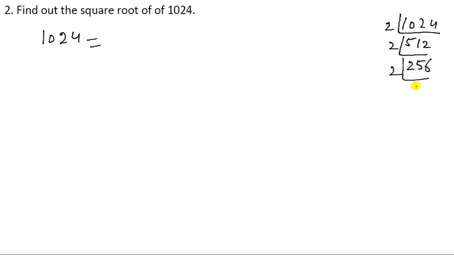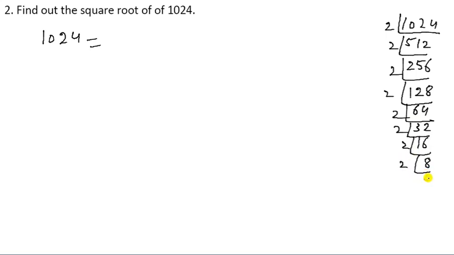So we can say here 256, when multiplying by 2, it becomes a perfect cube. So that one is your answer.